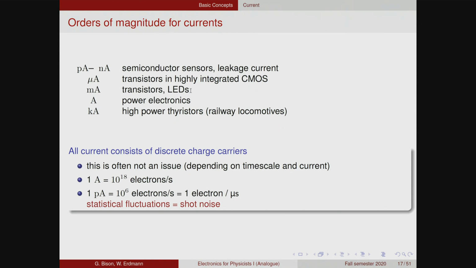If we talk about amperes, it's already power electronics. And if we talk about kiloamperes, this is really high power stuff. So it's either something very special, or if you want to make an electrical train move, you need kiloampere currents, and in order to control them, you need special electronics called thyristors, for example. Yeah, current consists, of course, of charge carriers.